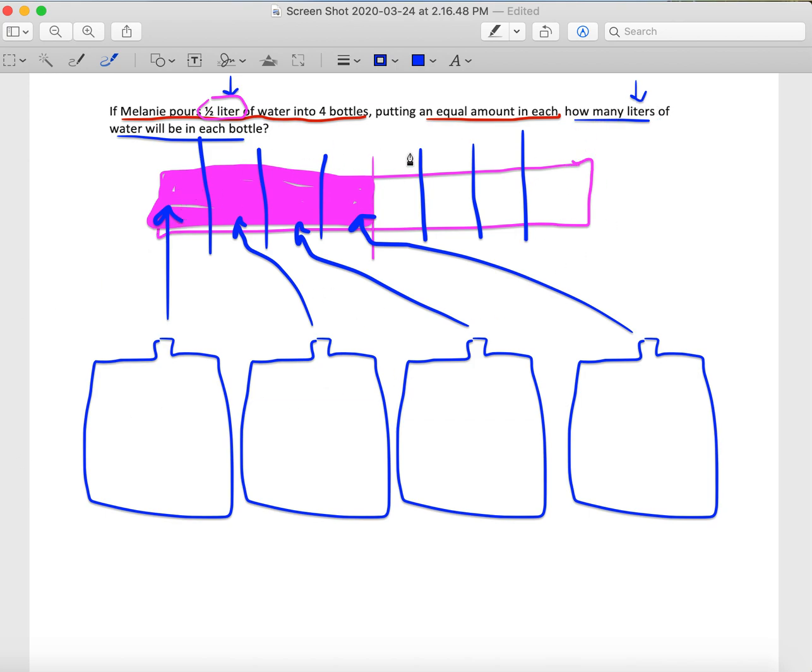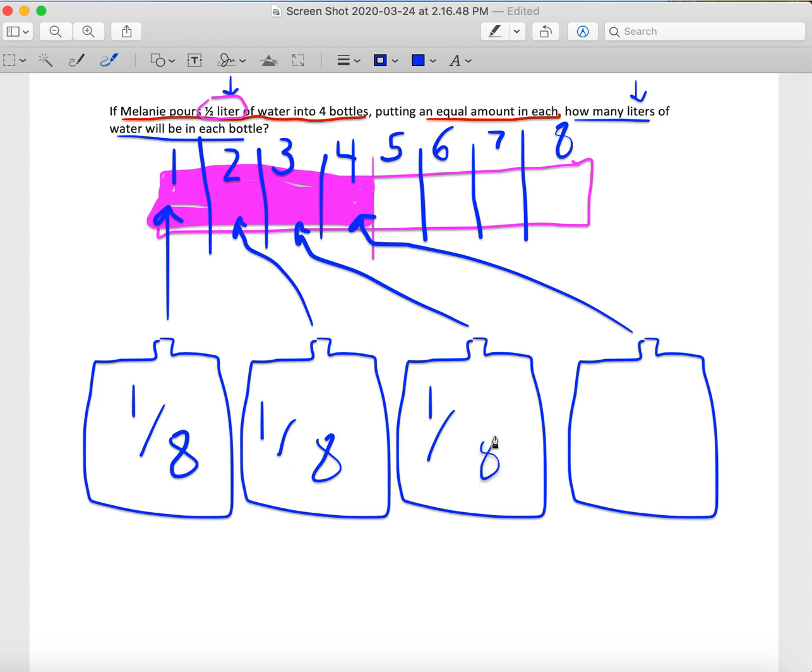And the question is how many liters are in each bottle? So how much of this whole 1 liter that I have will go into this bottle? Well, let's count how many I have. 1, 2, 3, 4, 5, 6, 7, 8. And since 1 piece out of 8 went into this bottle, this got an eighth, this got an eighth, this got an eighth, and this got an eighth. So how many liters did each bottle get? Each bottle got 1/8 of a liter.